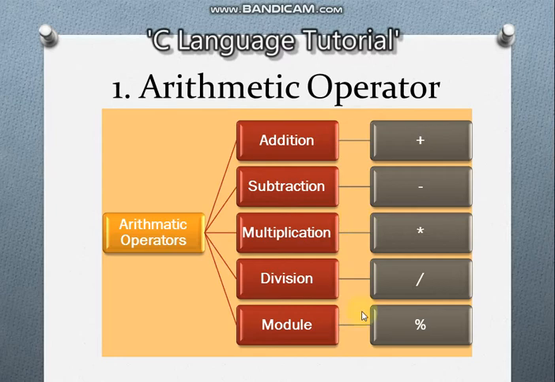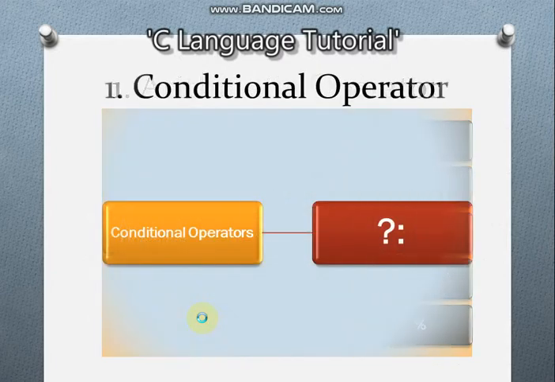Here the symbols are also represented over here. When we want to add two numbers, we use addition. When we want to subtract two numbers, we use subtraction. When we want the product of two numbers, we use multiplication. When we want the division of two numbers, we use the division operator, and when we want the remainder, we use the modulus operator. The next operator is the conditional operator, whose symbol is a question mark with a colon symbol.